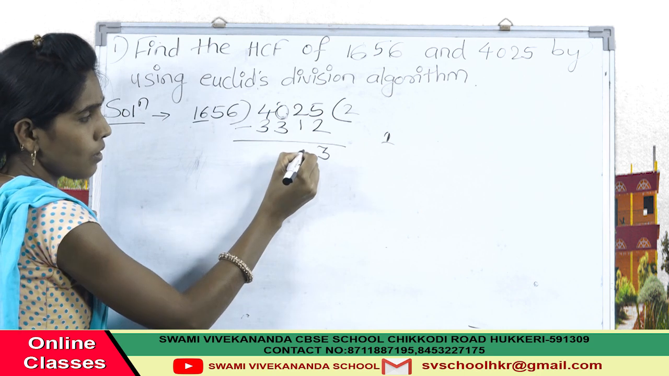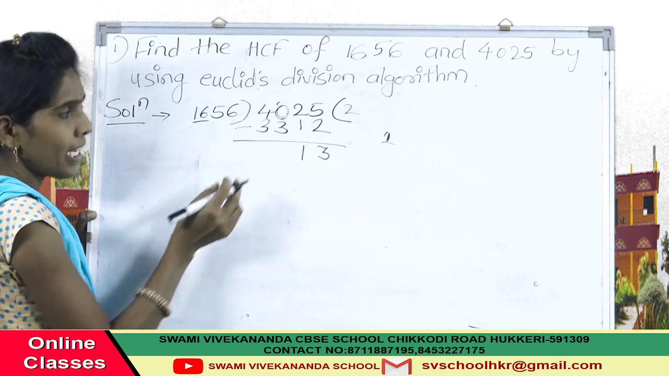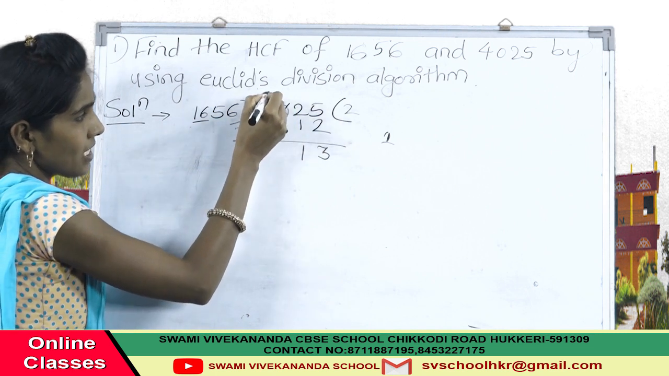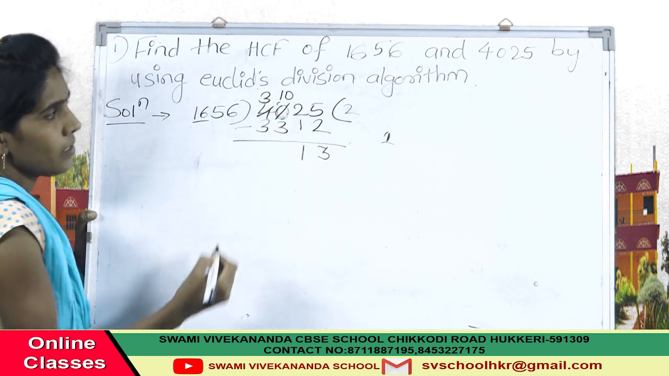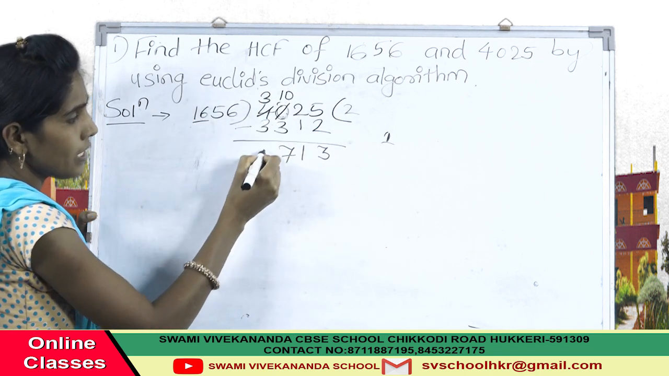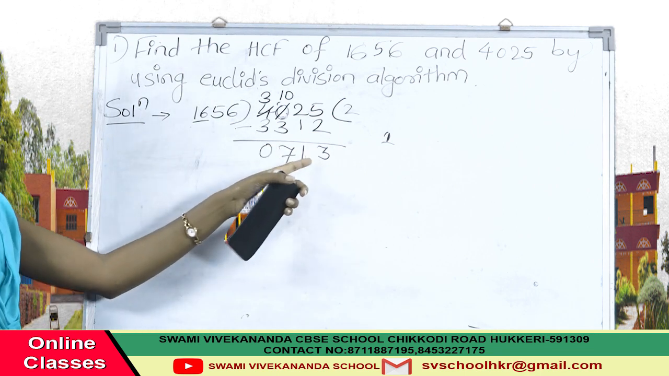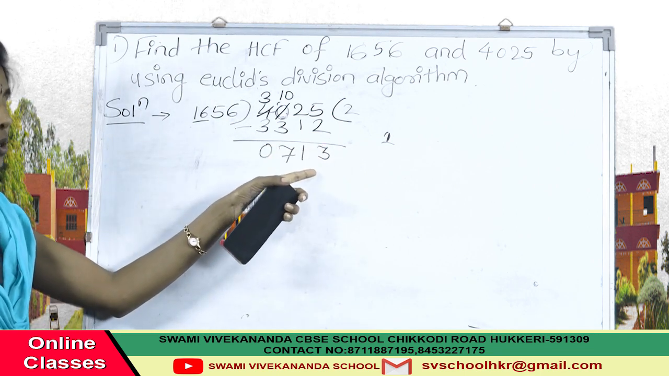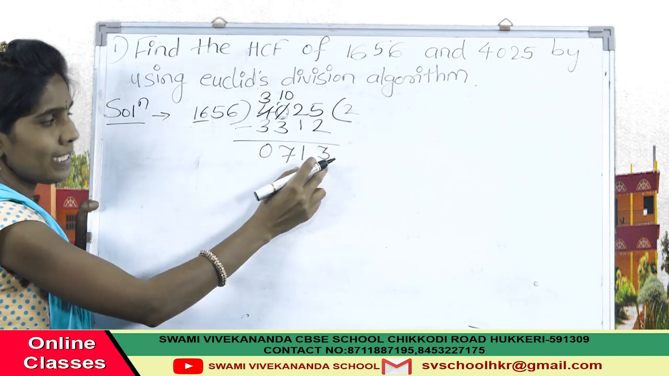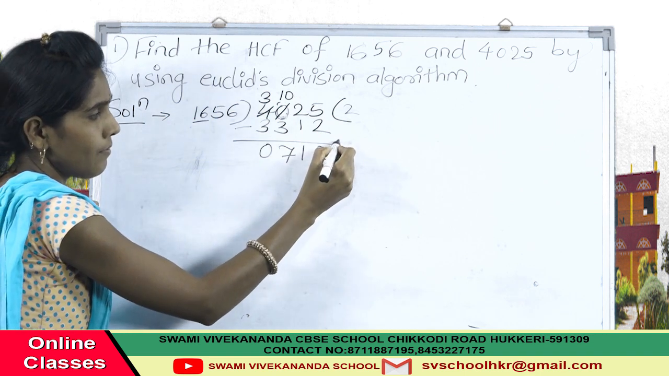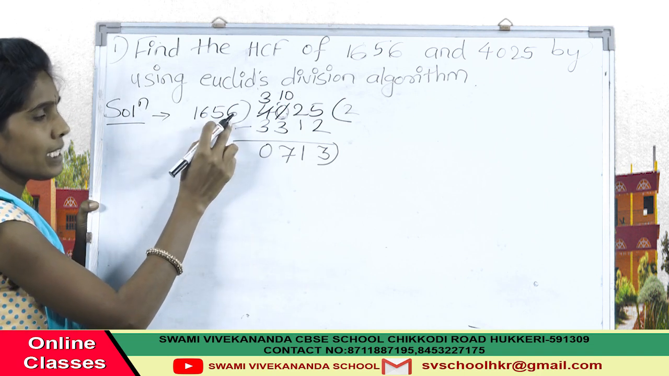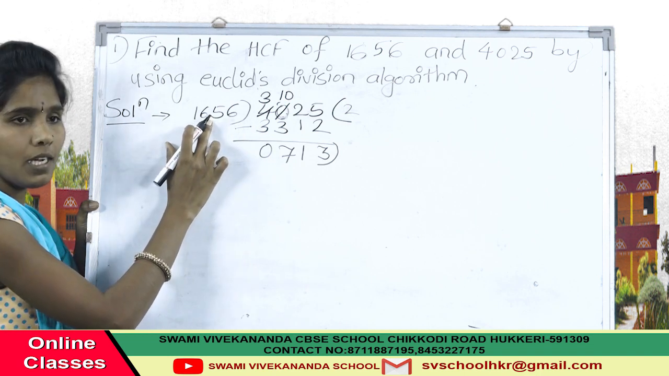5 minus 2, 3. 2 minus 1, 1. 0 minus 3, can we subtract 0 minus 3? Can't. So take the 1 from this. This becomes 3 and this will become 10. 10 minus 3, 7. 3 minus 3 is 0. Is this 713 equal to 0? No. Again we have to consider this 713 as a divisor, and this first divisor 1656, this one we have to consider as a dividend.